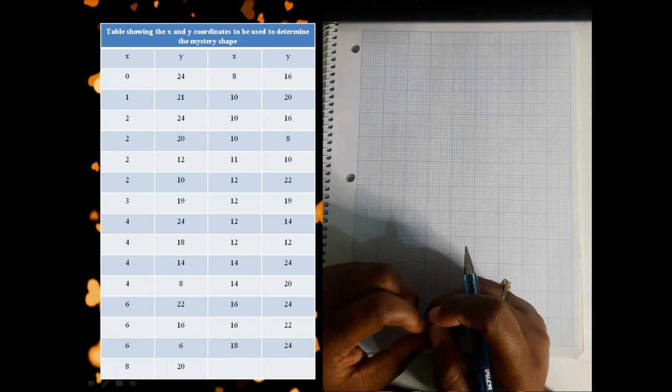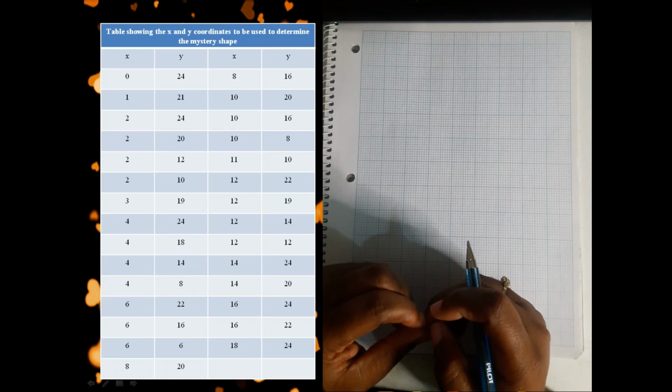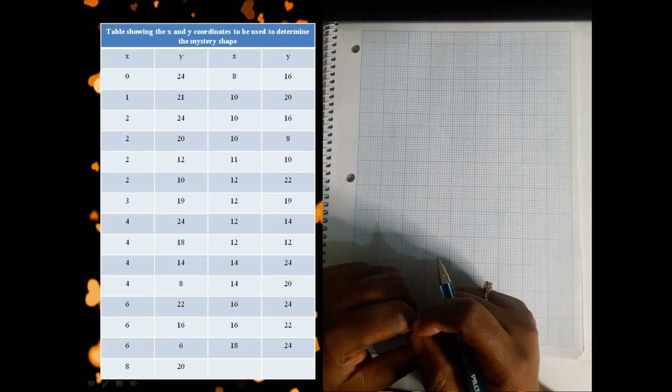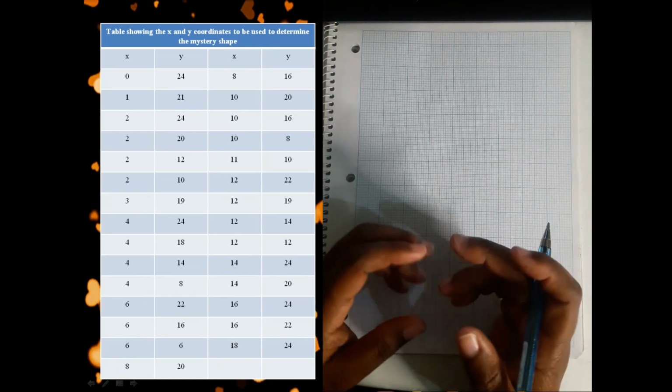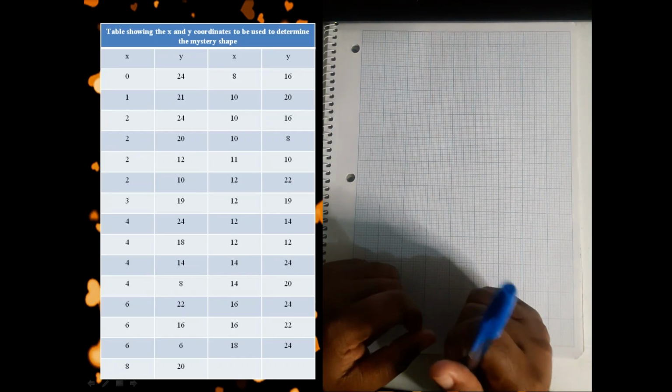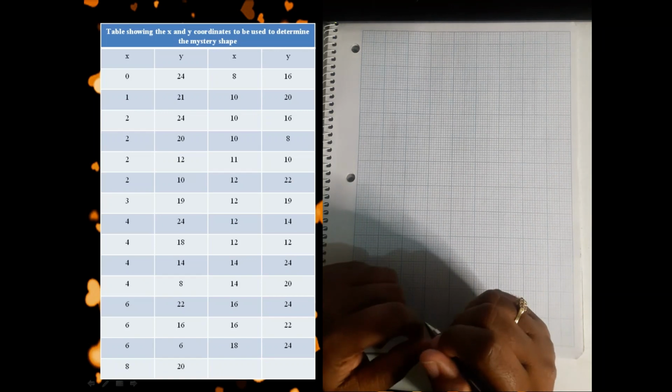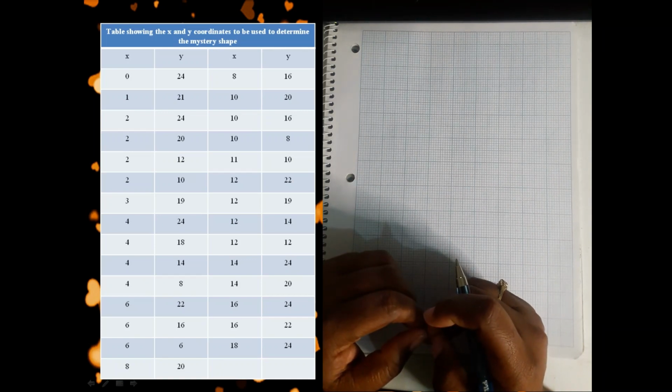This is what I gave my second form class. And anybody could do it, even if you're in third, fourth, fifth, or if you're a grown up and you have problems plotting, you can engage in this tonight and see if you could plot. And then you would know if you could plot really well if you determine the mystery shape. So let's get started. Don't want to make this video too long.